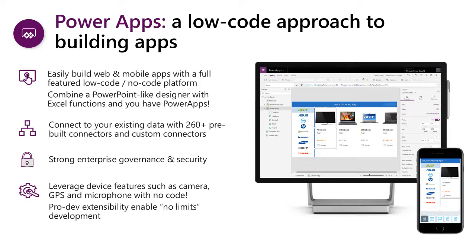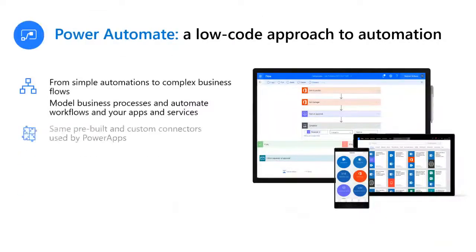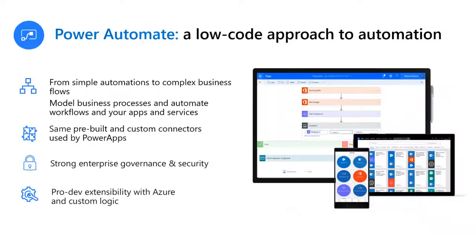So I've equated this experience to using Excel and PowerPoint. It's kind of like Excel and PowerPoint had a love child, right? The next part of the platform is a thing called Power Automate. It kind of feels like at Microsoft, we just chuck power in front of a word and then make it a product, like PowerPoint. Surprised Word didn't get Power Word.